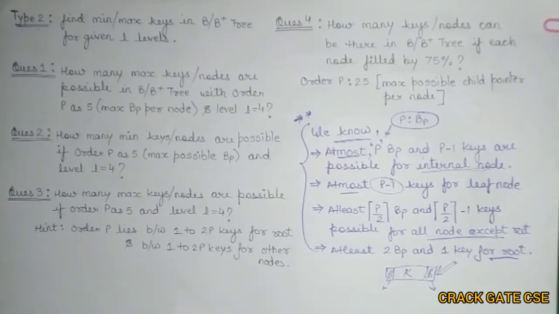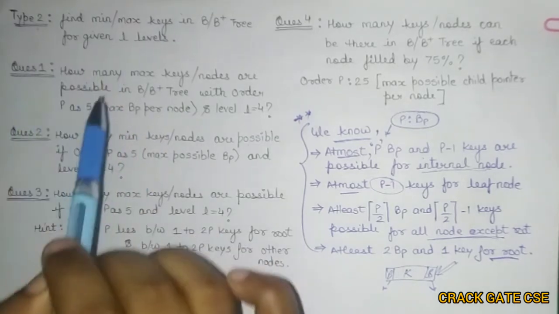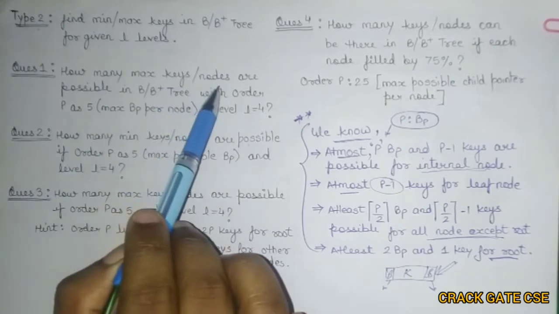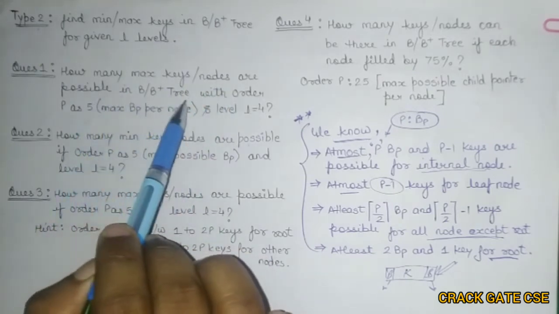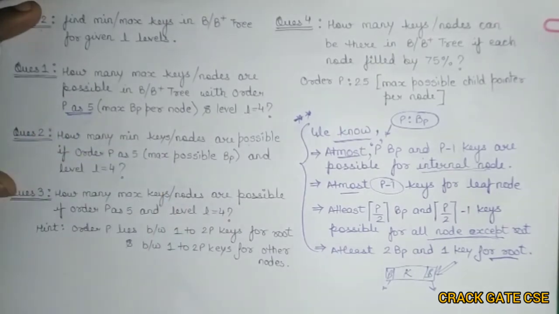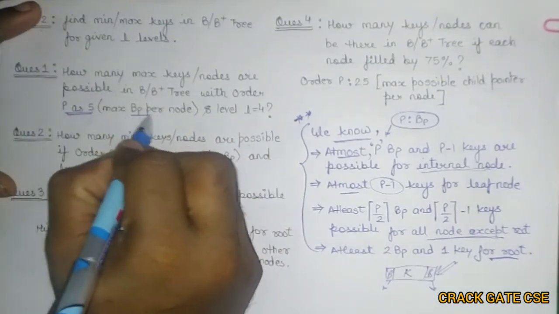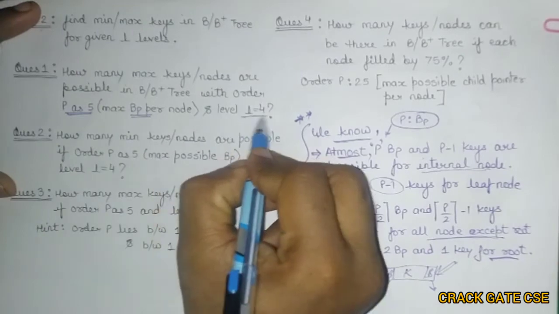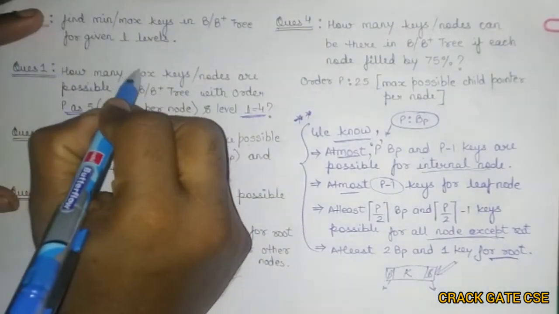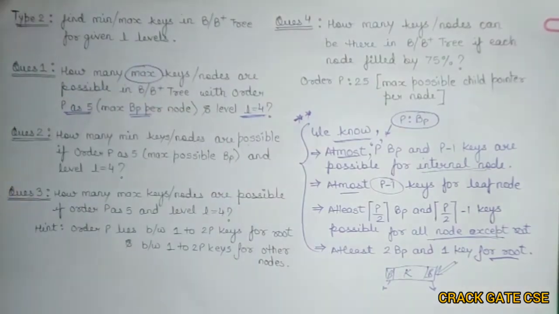So now let's start with the first question. In the first question, we have to find out how many maximum keys or nodes are possible in a B and B plus tree with order P as 5. The order is given as 5, which is the maximum block pointers per node, and the levels are given as 4. That means we are having 4 levels. So we have to find out the maximum keys. We'll be discussing all this with the help of a tabular method.